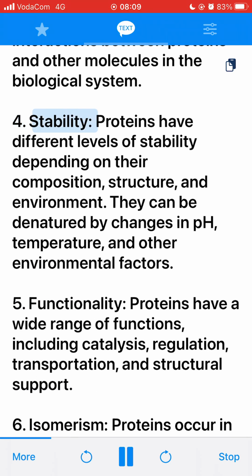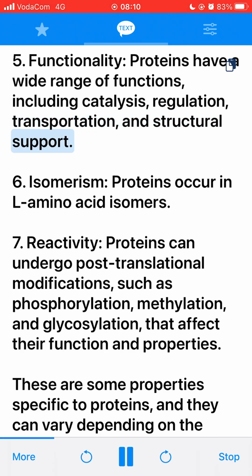4. Stability. Proteins have different levels of stability depending on their composition, structure, and environment. They can be denatured by changes in pH, temperature, and other environmental factors. 5. Functionality. Proteins have a wide range of functions, including catalysis, regulation, transportation, and structural support. 6. Isomerism. Proteins occur in L-amino acid isomers. 7. Reactivity. Proteins can undergo post-translational modifications, such as phosphorylation, methylation, and glycosylation, that affect their function and properties.